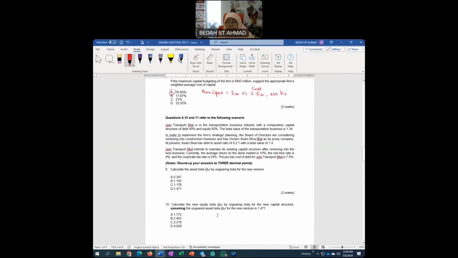Okay, the following questions are on the project specific cost, questions 9, 10, and 11. Refer to Jom Transport Berhad in the transportation business industry. Composition of capital structure is 40% debt, equity 60%. Beta value of transportation is 1.34. In order to implement the firm's strategic planning, the board is considering venturing into the construction business, which is totally different from the existing business, transportation. The company has chosen Asam Bena as a proxy company. At present, Asam Bena has a debt to asset ratio of 0.2 to 1, beta value of 1.4. Jom Transport intends to maintain the existing capital structure. Currently the average return on stock market, RM, is 10%, RF is 4%. Corporate tax.